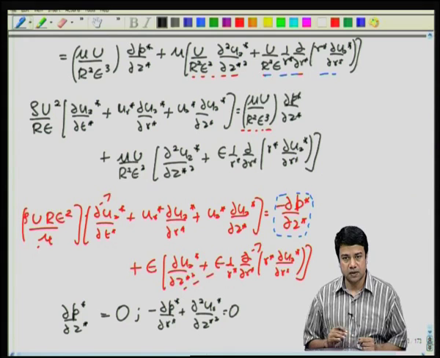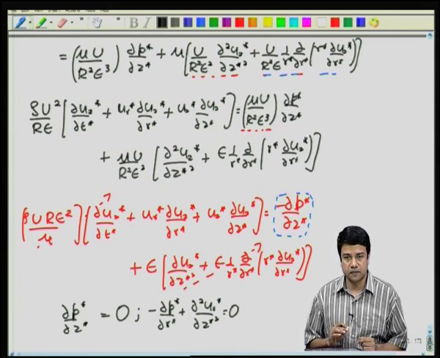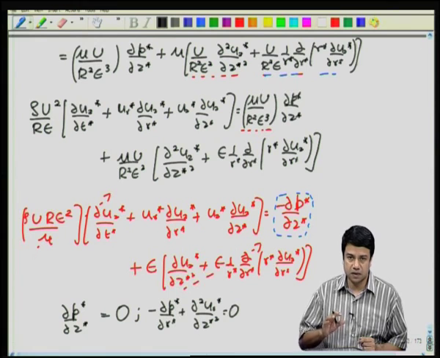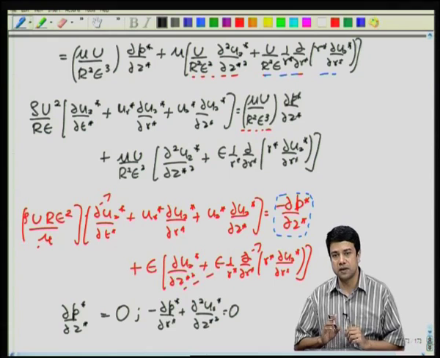Next class, we will see how to solve these equations in order to get the force. I will briefly discuss once again the scalings and how they arose, and then I will go on to discuss how to solve this in order to get the actual force.